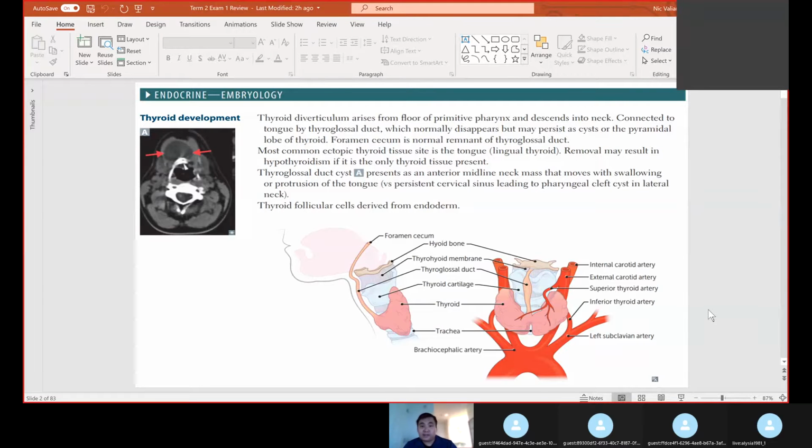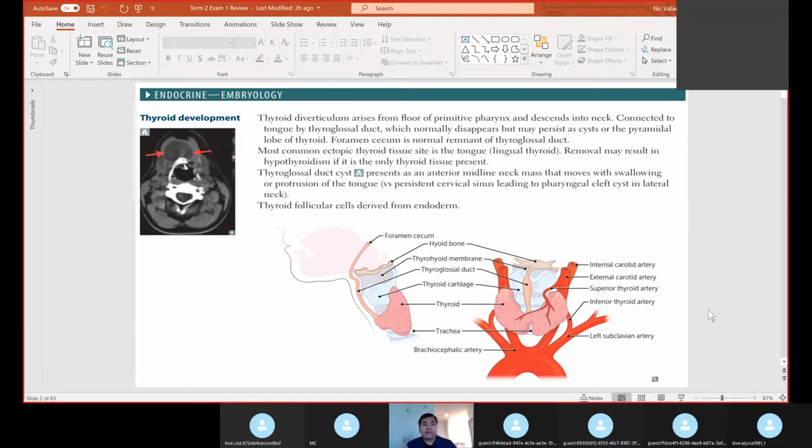How are we going to differentiate thyroglossal duct cyst from a pharyngeal cleft cyst? A thyroglossal duct cyst presents as an anterior midline neck mass that moves with swallowing or protrusion of the tongue. If it's a persistent cervical sinus, it doesn't move with swallowing. Okay? High yield. Thyroglossal duct cyst moves with swallowing or protrusion of the tongue. If it's a persistent cervical sinus leading to a pharyngeal cleft cyst, it doesn't move at all.